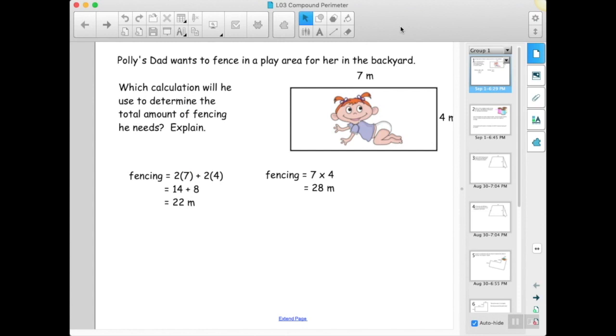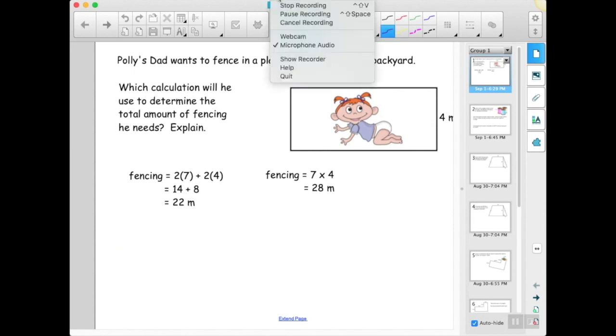So Polly's dad is going to fence in a play area for a backyard, trying to determine the total amount of fencing he needs. Which of these two calculations down here would be the correct answer? I'm going to pause so you can think about it, and I will also be thinking and writing at the same time.